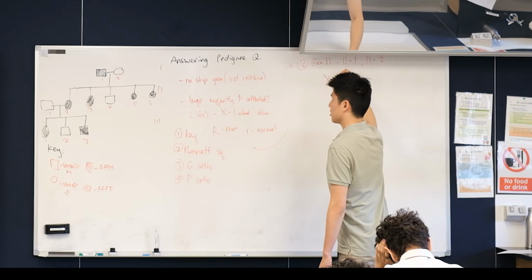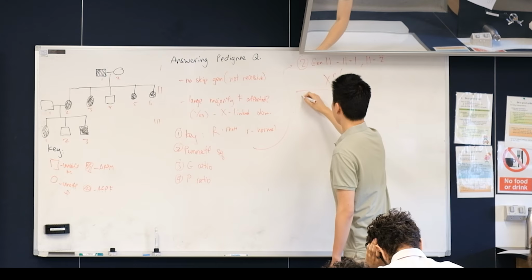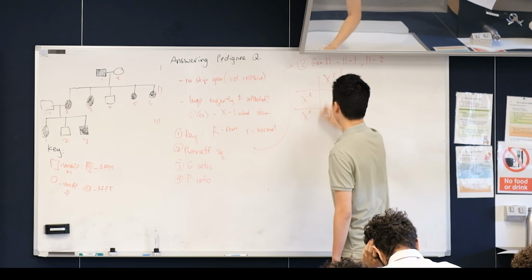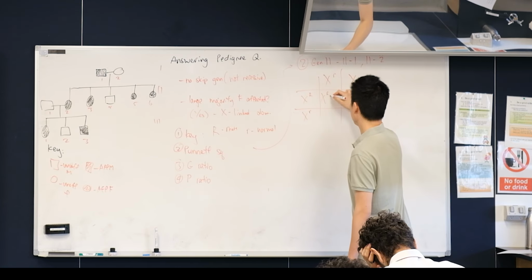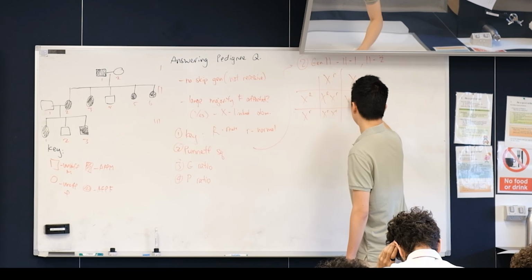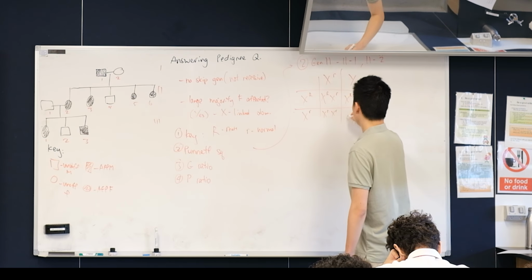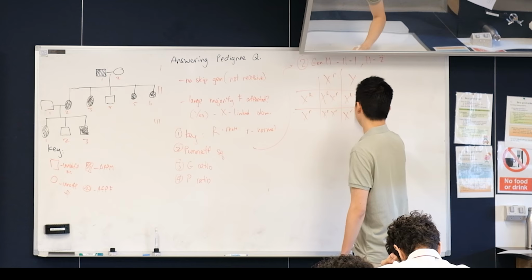So X, R, Y, X, R. The female is a carrier. So that gives us X, R, X, R. So do you have to do a generation 2 person? No, you can do generation 1 as well. I'm just going to do generation 2 just because I decided it. Right.